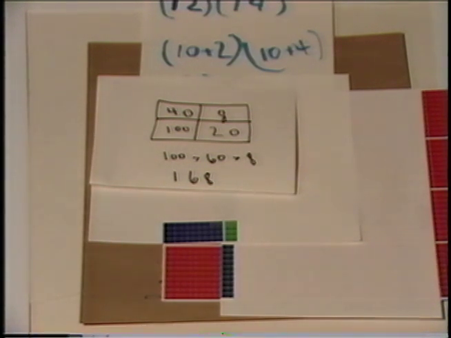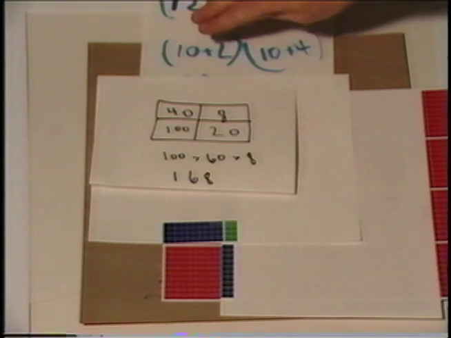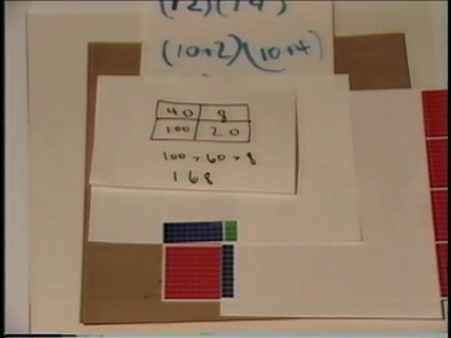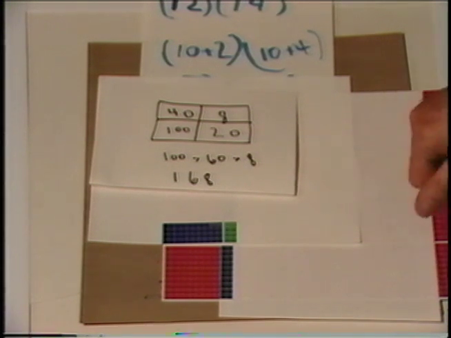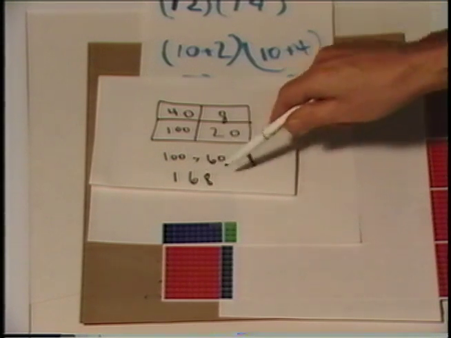What did we do when we multiplied? We found the second name, or the other name, for the rectangle. We were given the first name, the factors. Now we must find the second name, the amount, 168.